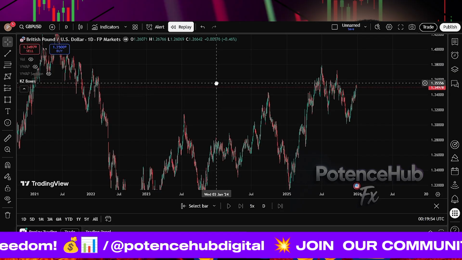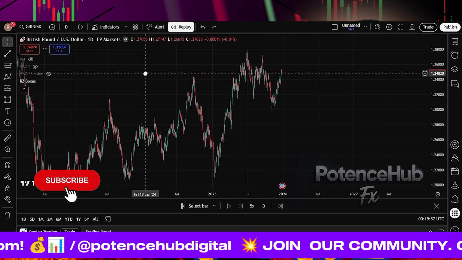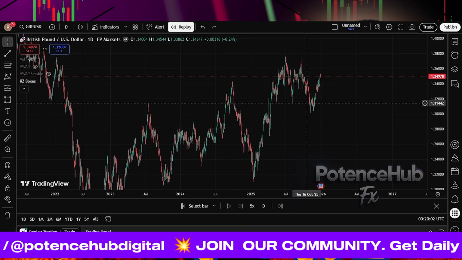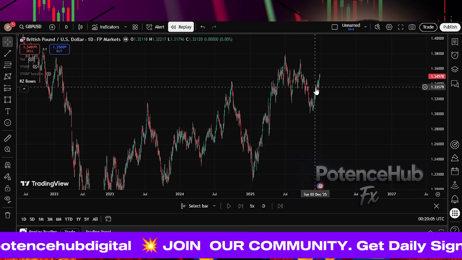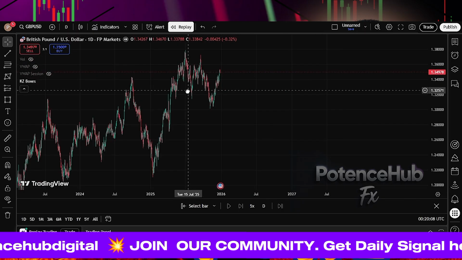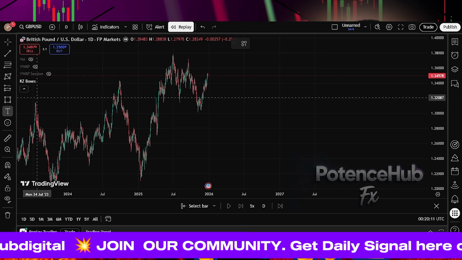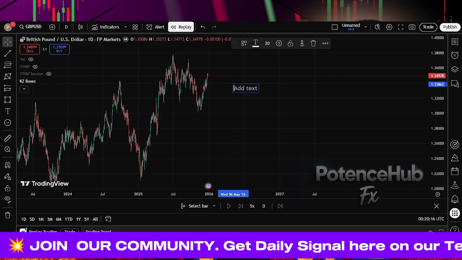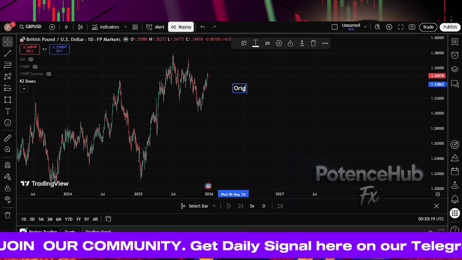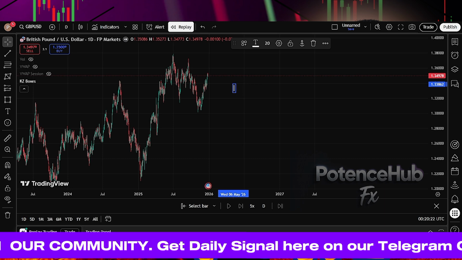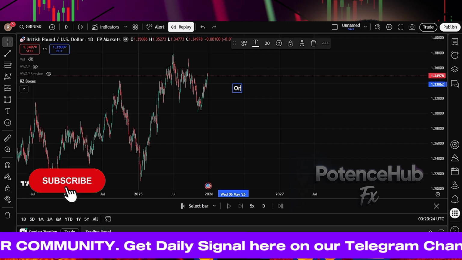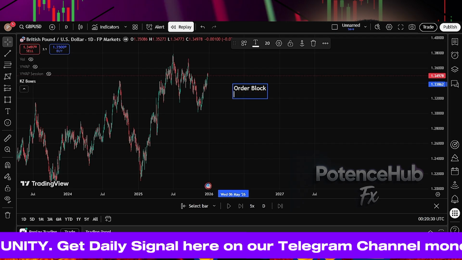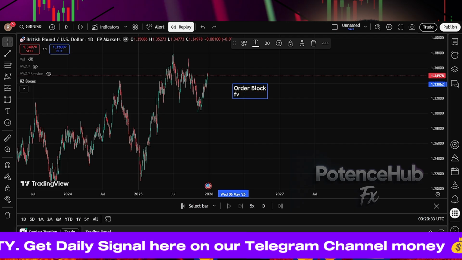Alright, so this is actually GBP USD. We're actually going to be analyzing this particular currency pair, as you can see right here. And part of what we're actually going to do is, one, we're going to be looking at the origin. Now when we talk about the origin, we're talking about the order block. We're also going to look at FVG.